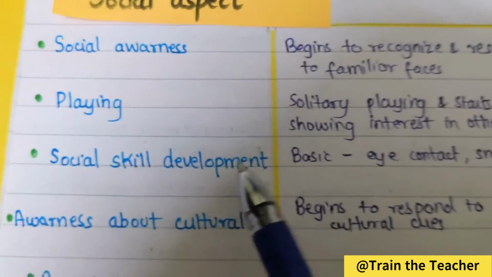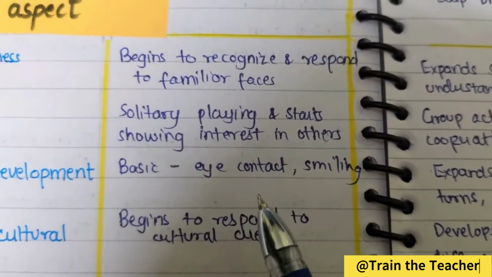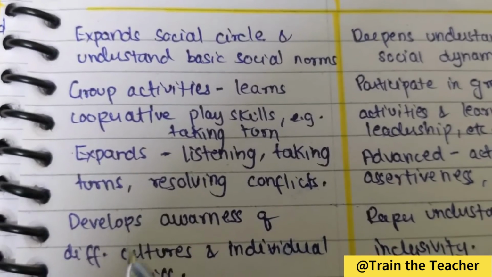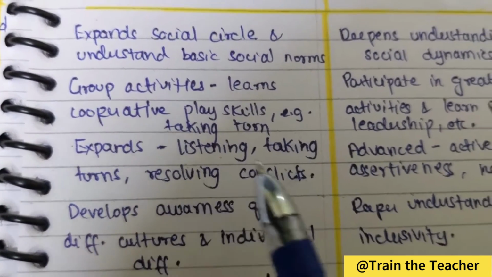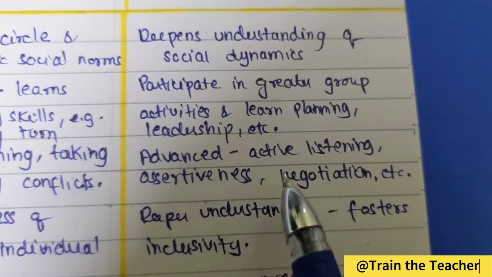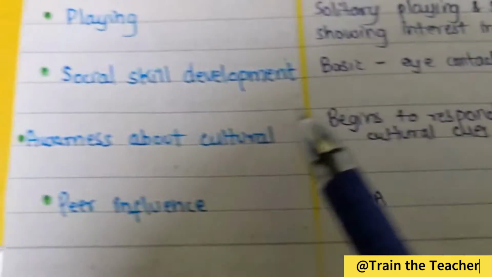After this, we have social skill development. Basic social skills they end up developing during infancy, like eye contact, smiling, responding. During childhood, it expands into listening, taking turns, and resolving conflicts. During adolescence, it becomes advanced through active listening, assertiveness, negotiation, etc.